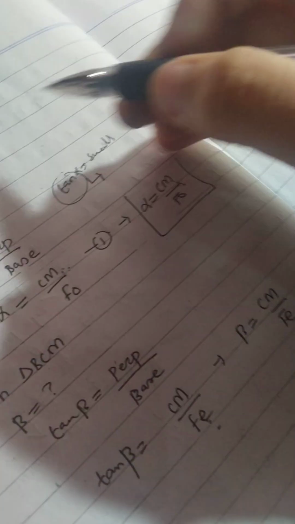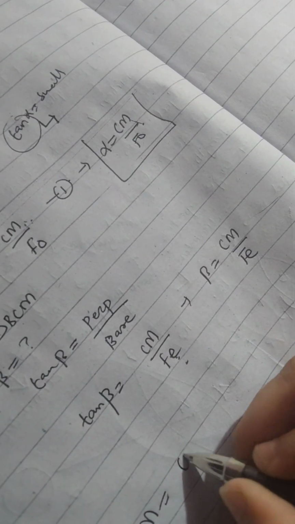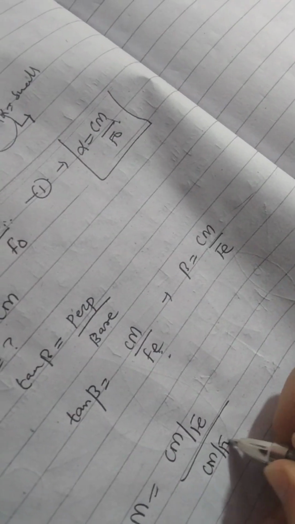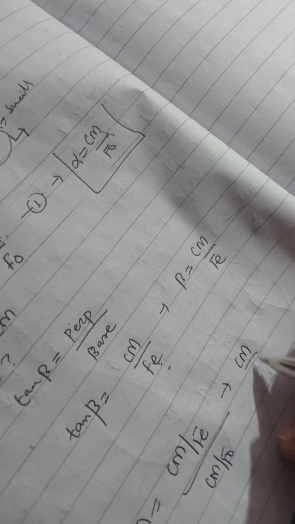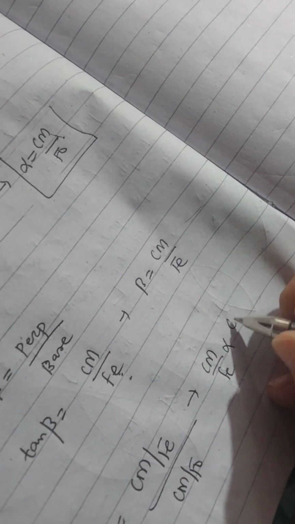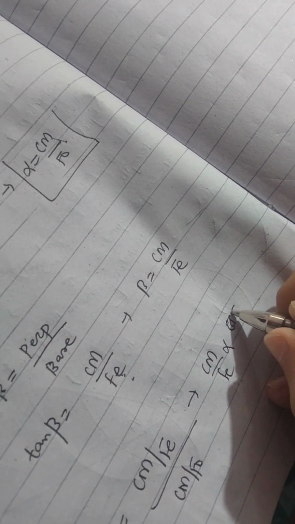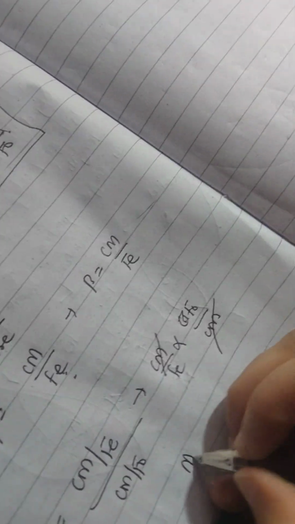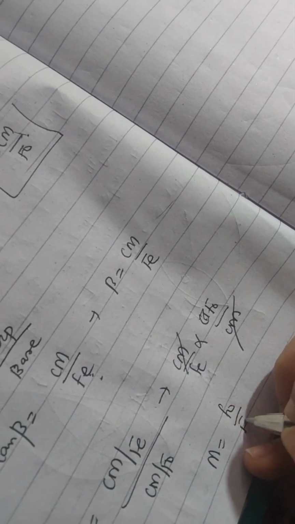Now let's compare these both equations. You have to put the values of these both equations in this equation. So M is basically equal to CM upon FE, and here CM upon F naught. It will be CM upon FE, cross multiplication, F naught upon CM. These both will cancel, and here the magnification will be F naught upon FE.